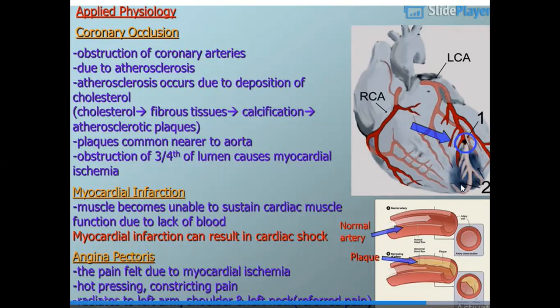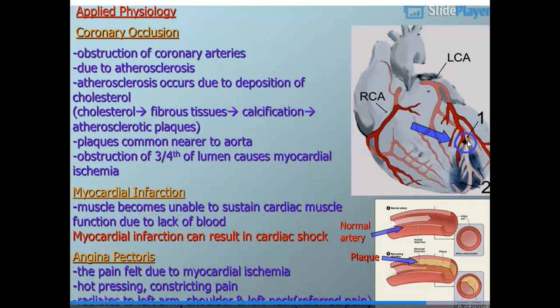And you will see the part of the heart has a different color because it is suffering from what we call ischemia. Blood is not reaching it. And this can lead to what we call necrosis of the heart, which I'm going to teach you later also. So coronary obstruction is caused by excess cholesterol, which forms atherosclerotic plaque. And this plaque is common near to the aorta, and it can obstruct 3/4 of the lumen.